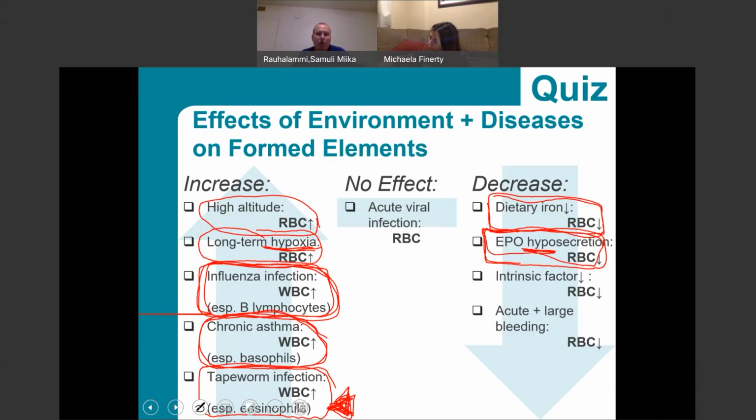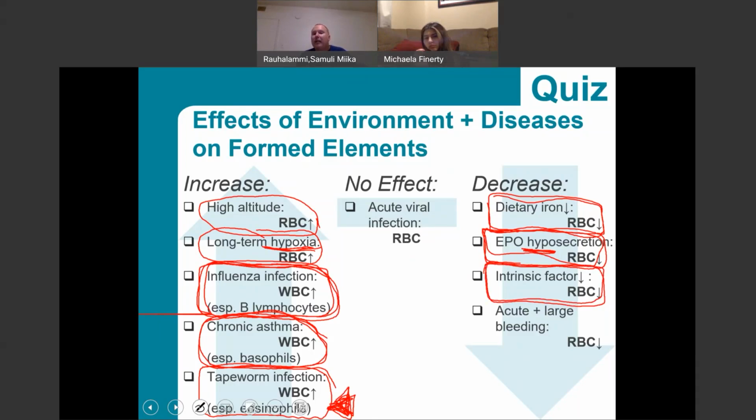Another thing that can cause red blood cell production to go down is if we don't have a lot of intrinsic factor around. So small amounts, the arrows here are very important. If you don't have a lot of intrinsic factor, the red blood cell production goes down.